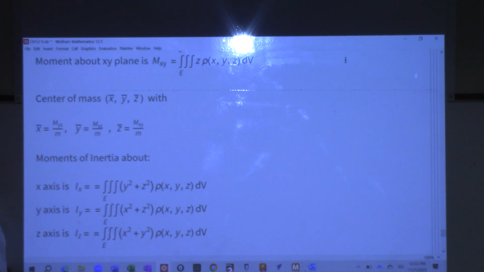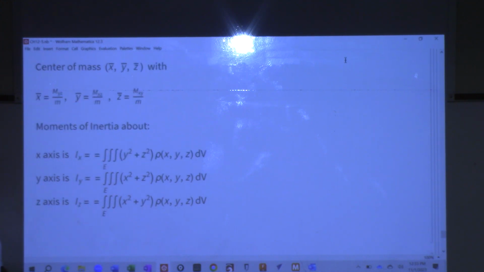Then you have moments of inertia. You have the moment of inertia about the x-axis, the y-axis, and the z-axis, and here are the formulas for them. We're not going to really do anything with this, it's just to show you. Theoretically, if you have a solid with non-homogeneous density, meaning the density varies throughout the solid, you can still find the center of mass and its moments of inertia.